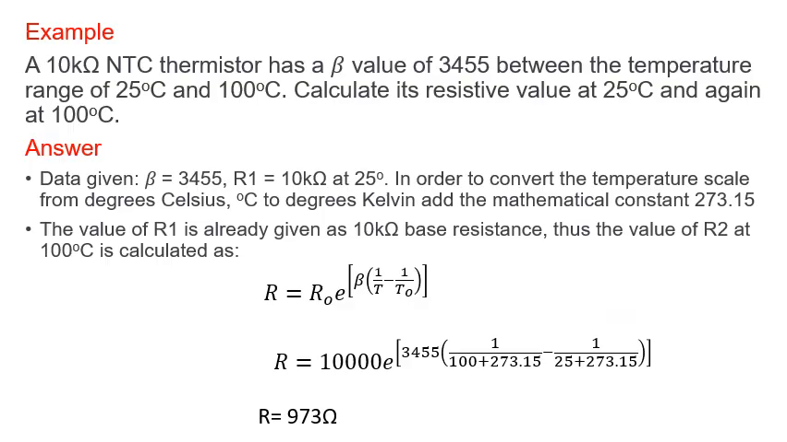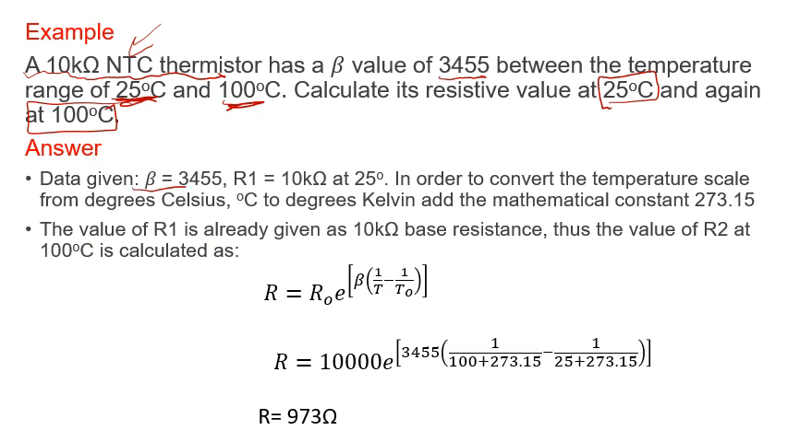Let us consider this example on thermistor. The example says a 10 kilo ohm NTC thermistor, meaning negative temperature coefficient thermistor, has beta equal to 3455 between a temperature of 25 degrees Celsius and 100 degrees Celsius. Calculate the resistive value at 25 degrees Celsius and again at 100 degrees Celsius. So what do you mean by this? Let us consider how he produced the data.